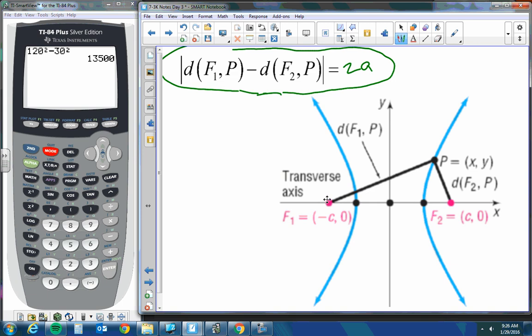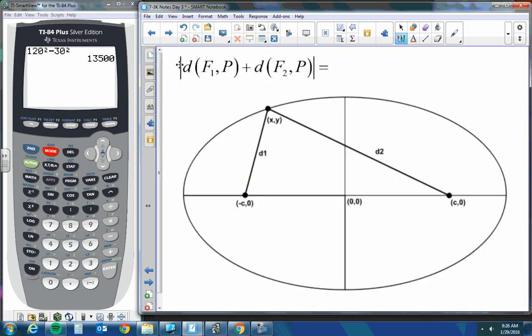Now, I'm going to go back to ellipses and do something similar. I copied and pasted and realized after the fact that I don't really need absolute values, since the distances are positive, of course, and I'm adding, so it's never going to be negative. Same principle: if you add the distances, you get a constant. That's what makes an ellipse an ellipse. That's the definition. So I'm going to do the same thing.